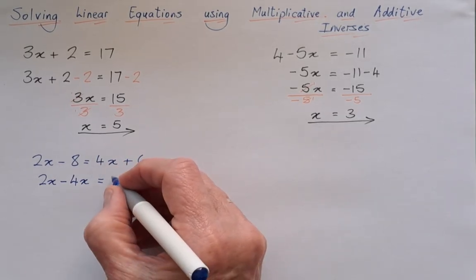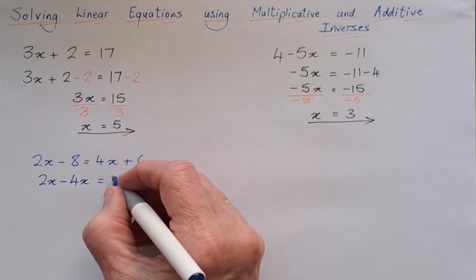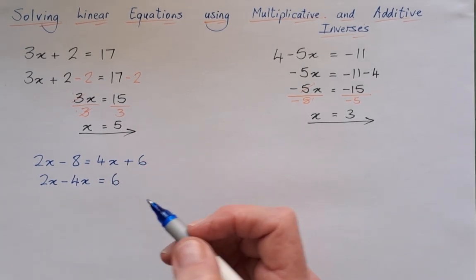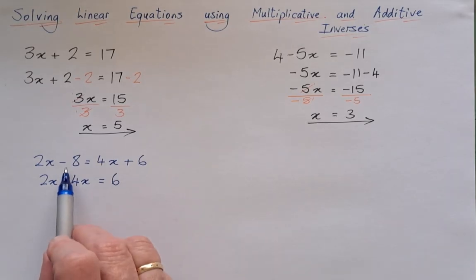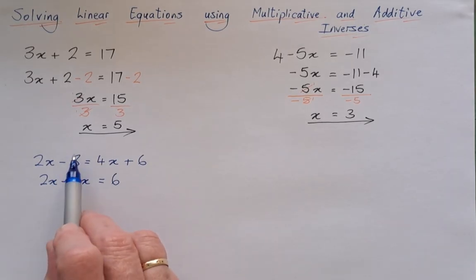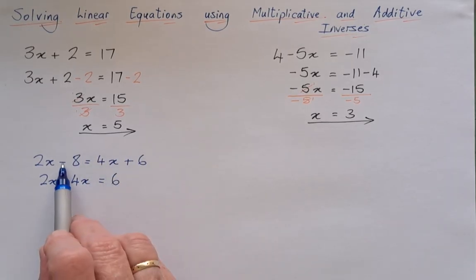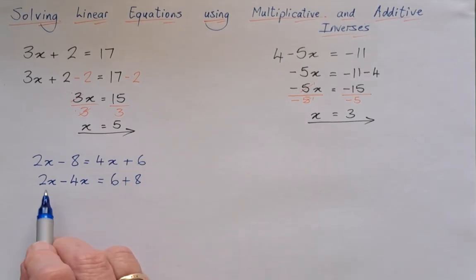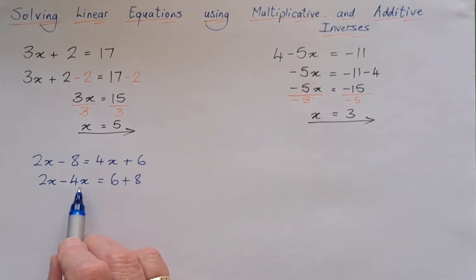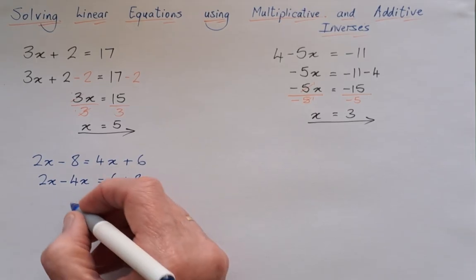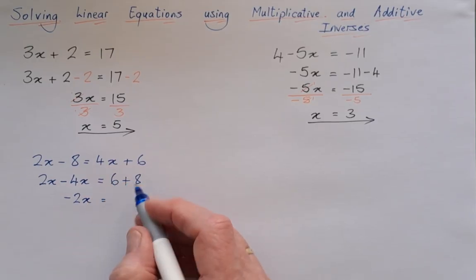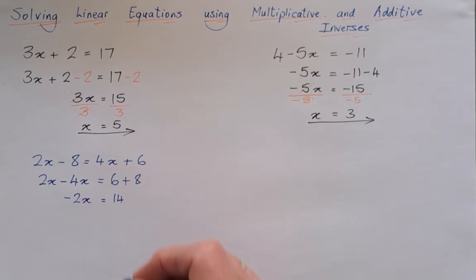I always like to start off with what I've already got on the correct side. So 6, I'm not writing plus 6 because plus 6 means 6. And this 8 was on the left-hand side. I need it to be on the right-hand side. So minus 8 is going to become plus 8. 2x minus 4x, they're like terms, so I can subtract them. And 2 minus 4 is negative 2x equals 6 plus 8 is 14.